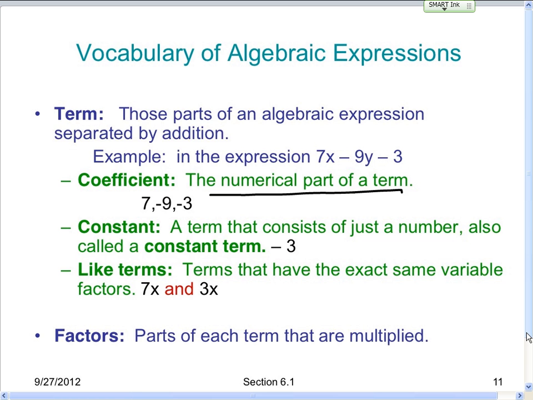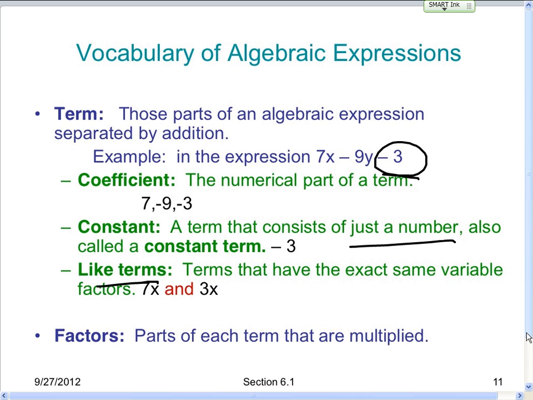Coefficients. That's the numerical part of the term. In other words, that's what you're multiplying by. So if I look at this term right here, 7x, the coefficient is the 7. It's the number in front. If I look at this term right here, the coefficient is negative 9. Constant does not have a variable. It's the number by itself, negative 3.